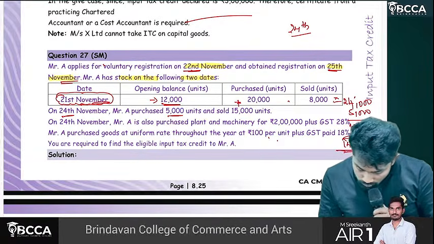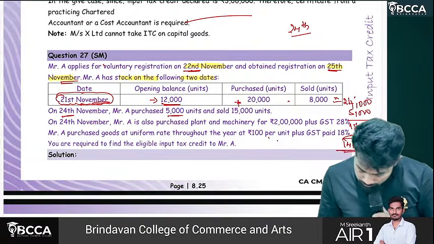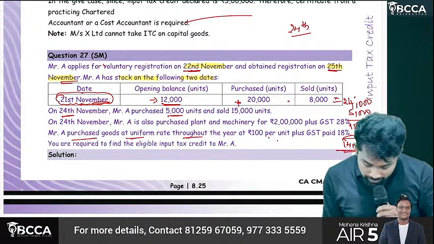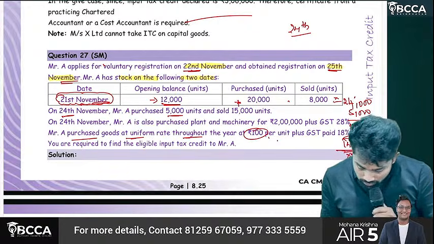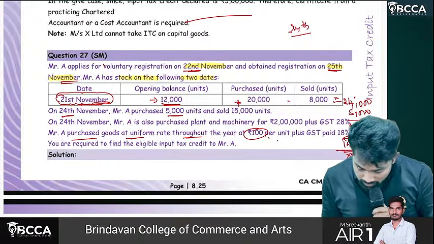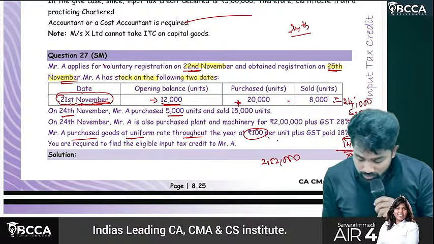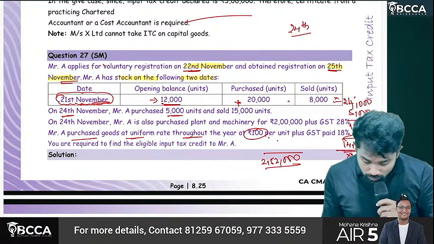How much? 14,000 units. Did they mention any tax rate, sir? Yes, the purchased goods had a uniform rate throughout the year at what? 18%. So 14,000 into 100 into 18%, 2,52,000 we can avail regarding what? Inputs. Then capital goods are also there, sir.